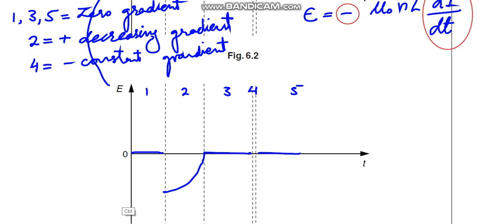like from -5, 4, 3, 2, 1 to 0, so like this. And for region 4 it has a constant gradient, so within this region its value will be positive because the gradient is negative, and negative and negative makes it positive, so the EMF induced is positive. So that's the shape of the graph.